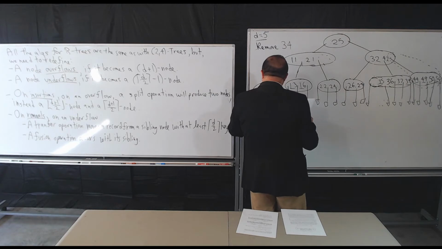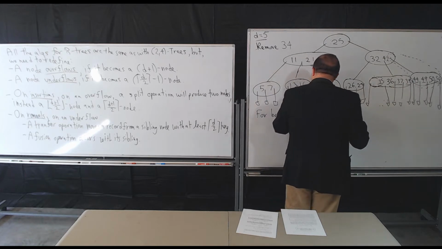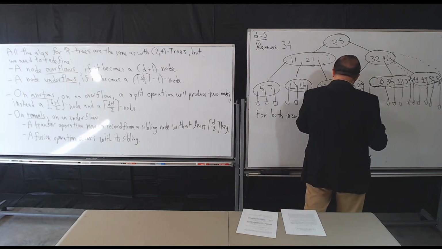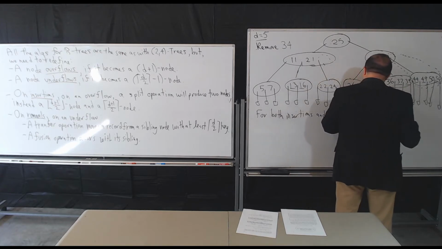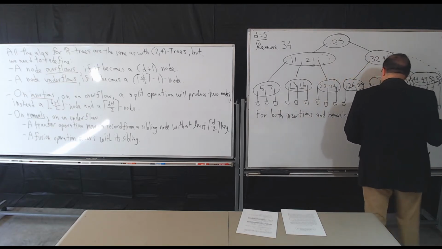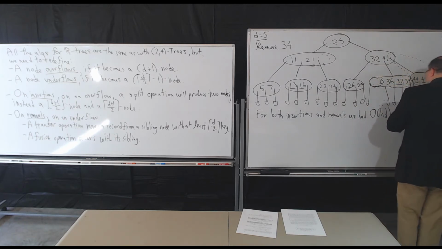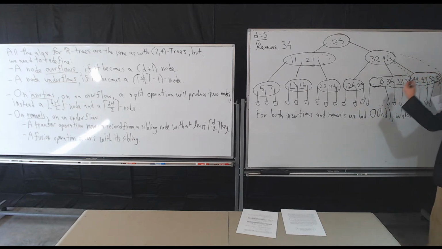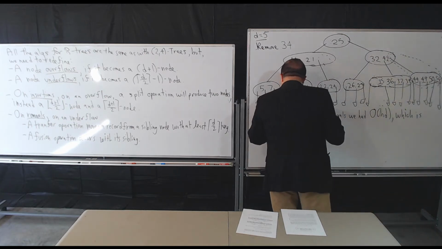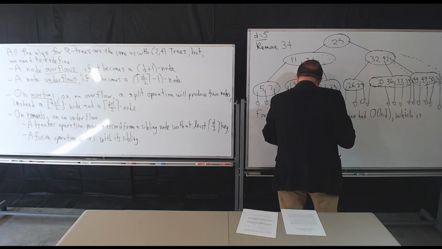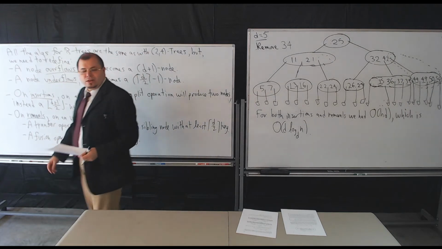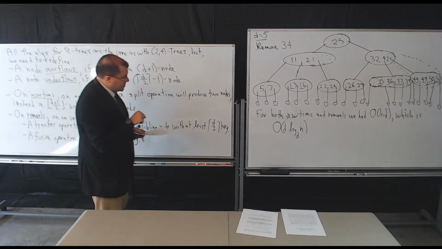So remember, for both insertions and removals, we had big O of H times D. But what's H? H is now log base D of N, right? Which is big O of D log base D of N. So if you make D a constant, it's still logarithmic. That's the neat and interesting consequence here.